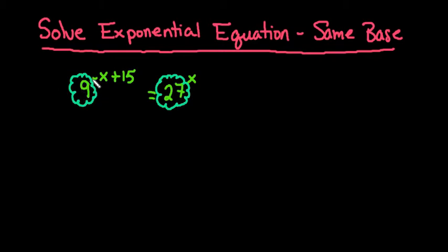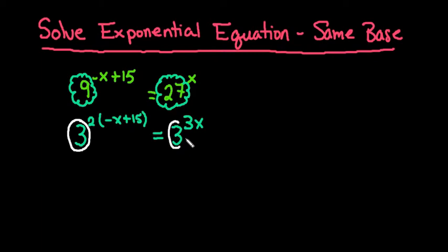And so what you have to do with this one is realize that 9 can be rewritten as 3 squared. And then I still have to have the negative x plus 15 power on this side. For the second one, what we would have to do is 27 is really 3 to the third power. And so we would rewrite this as 3 to the third and 3 squared so that we have 9 and 27. Now what we would do is, because they have the same base, because this number right here is the same, I can take the exponents and set them equal to each other.